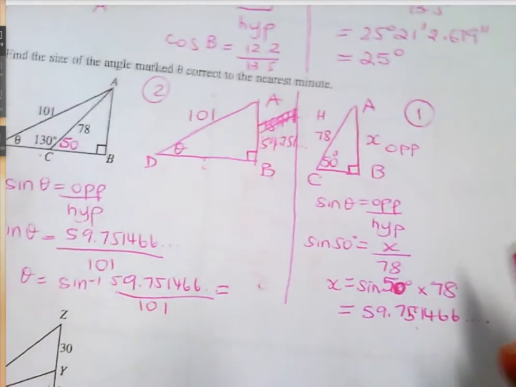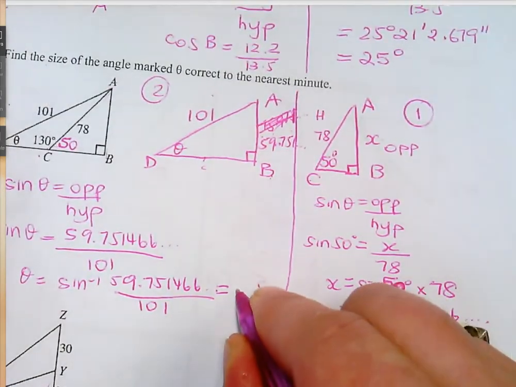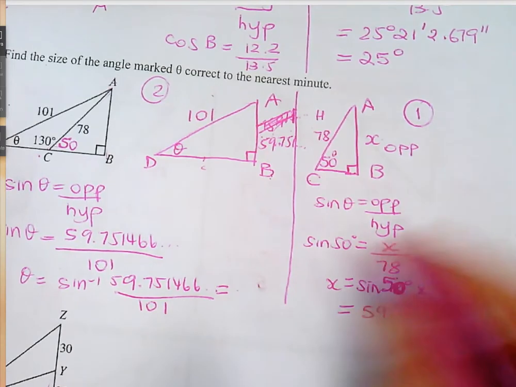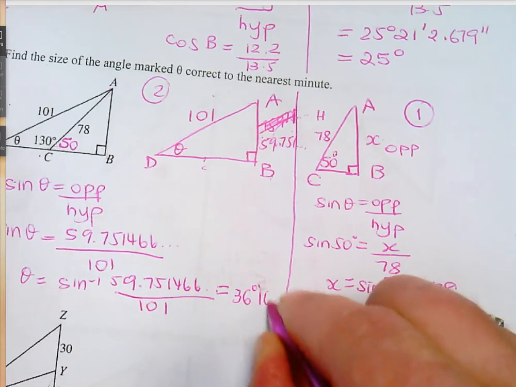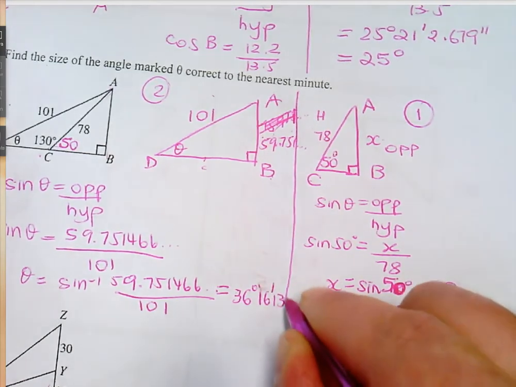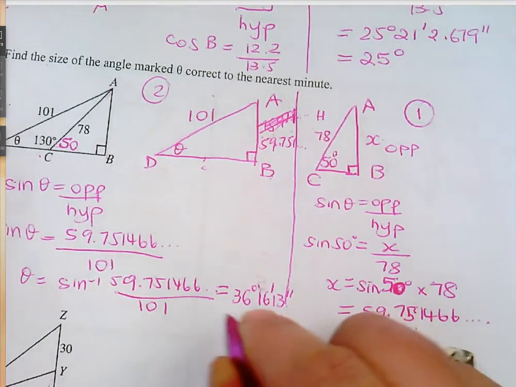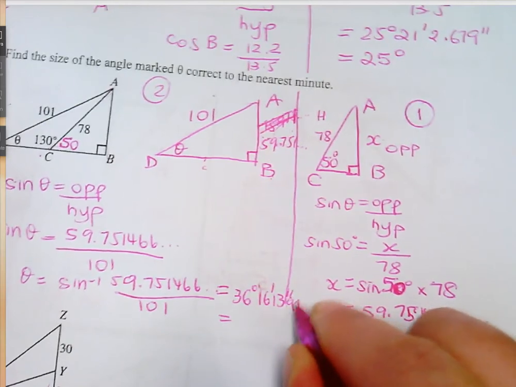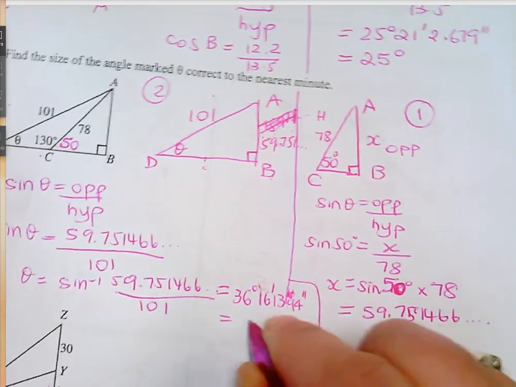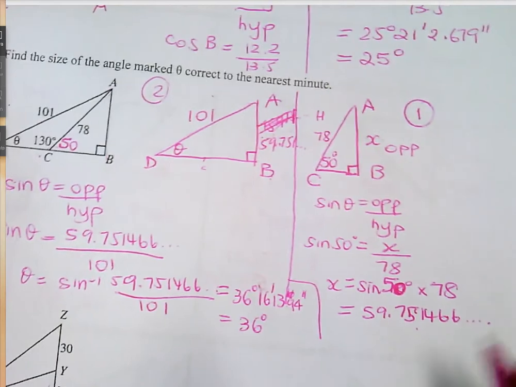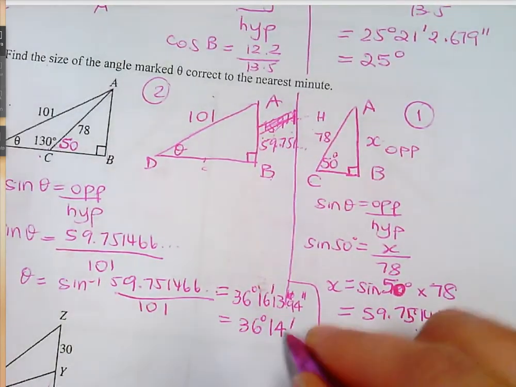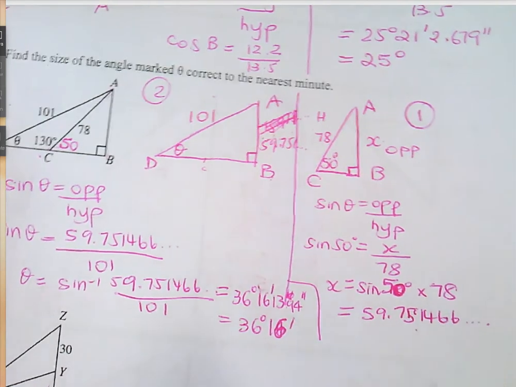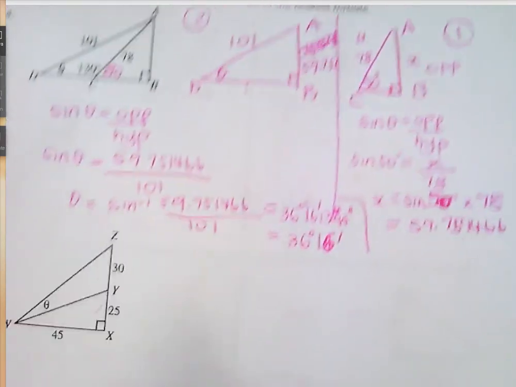What do you get? Nearest minute. Someone call out an answer. 36 degrees, 16 minutes, and 13 seconds. Or 14. Okay. Which gives me 36 degrees, how many minutes? 16. 36 degrees, 16 minutes. Okay, ladies.